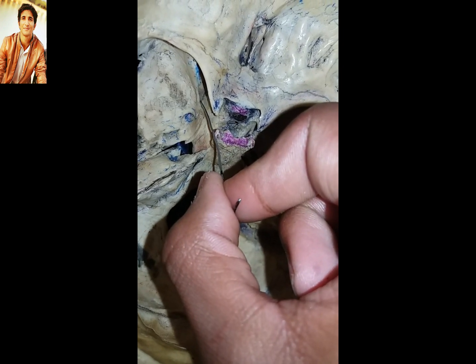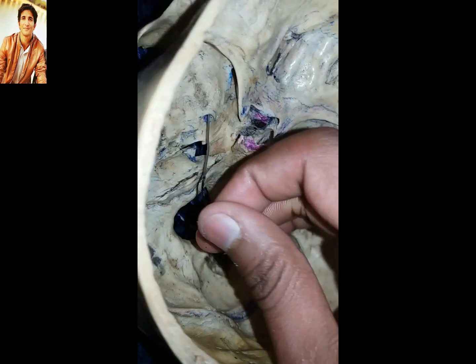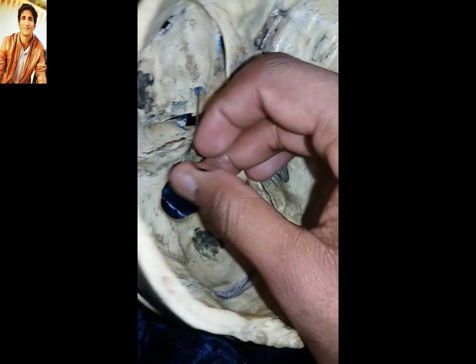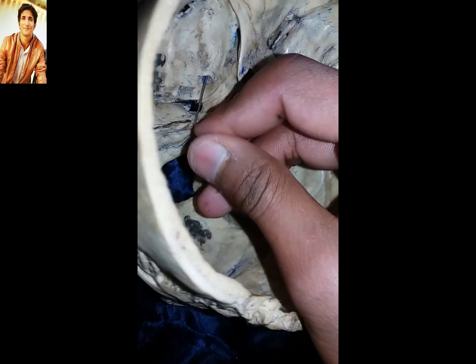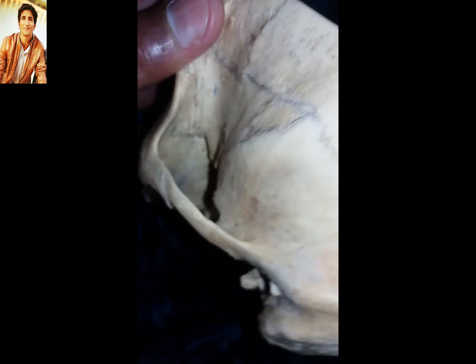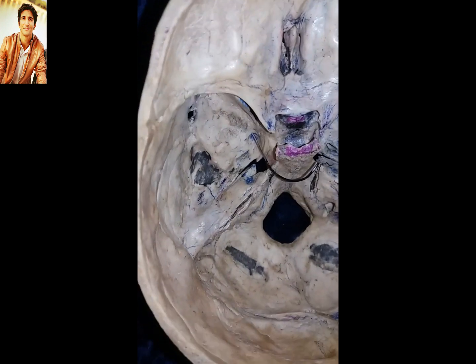At the medial end of the superior orbital fissure, there is a foramen which is named foramen rotundum. This foramen rotundum opens into the pterygopalatine fossa. Here you go, this is the pterygopalatine fossa. So this foramen rotundum opens into the pterygopalatine fossa.